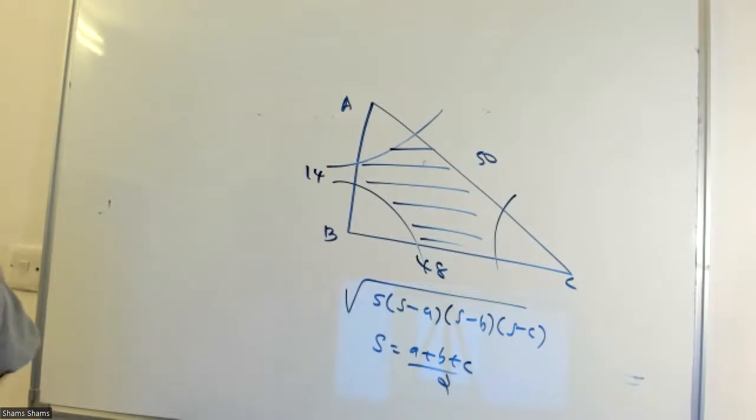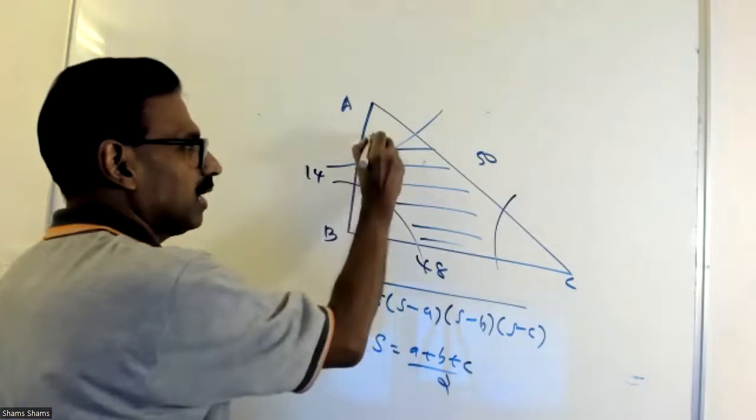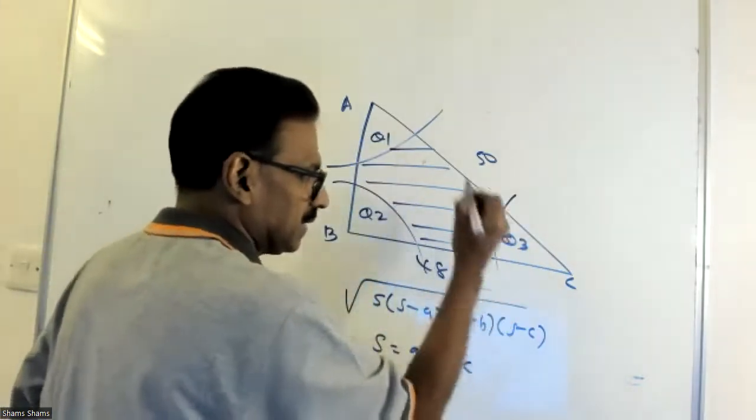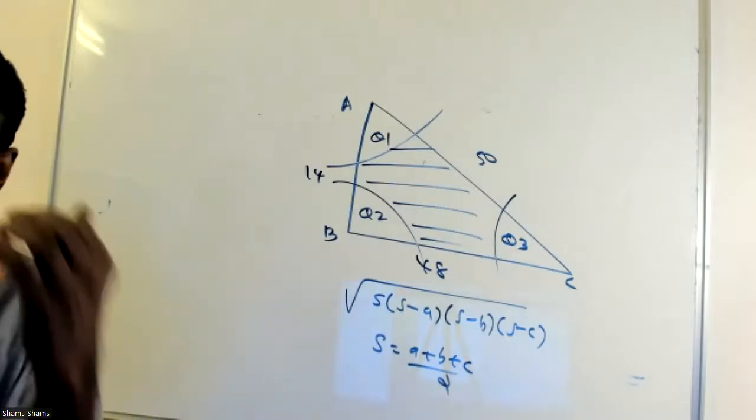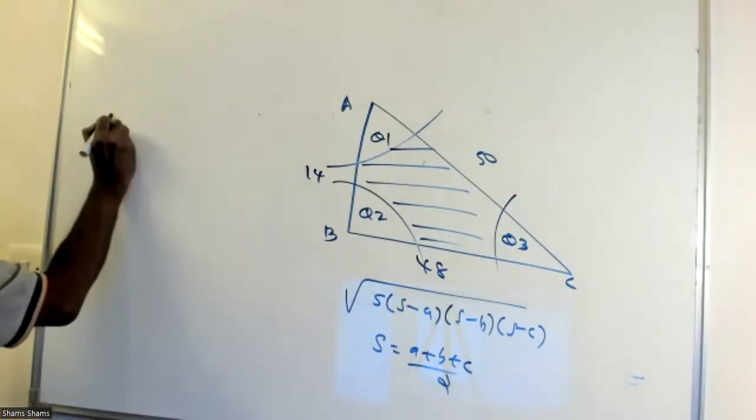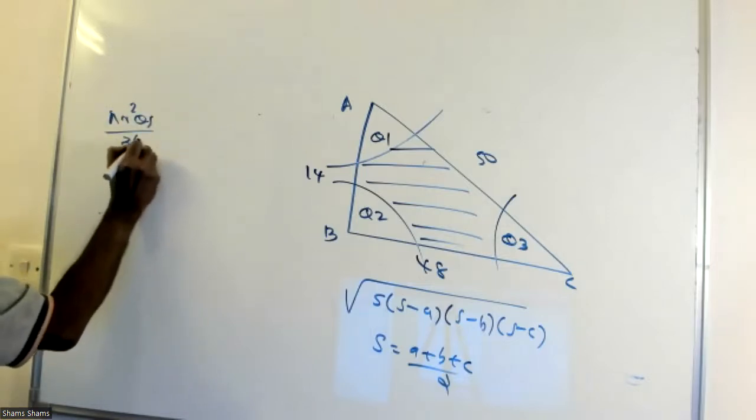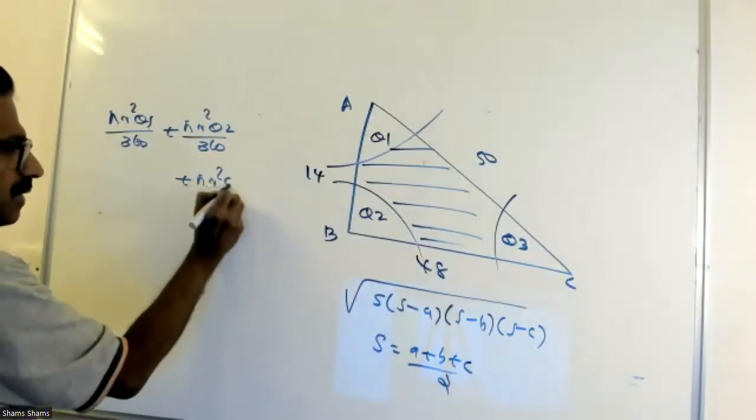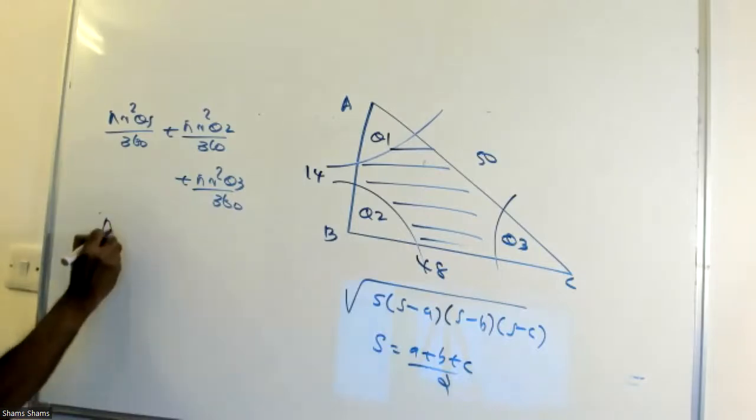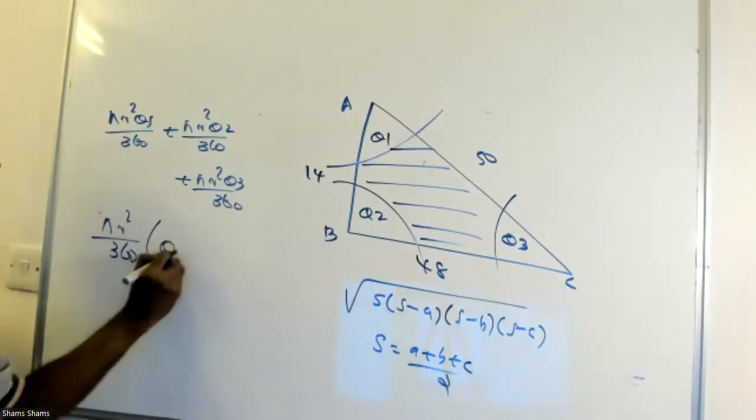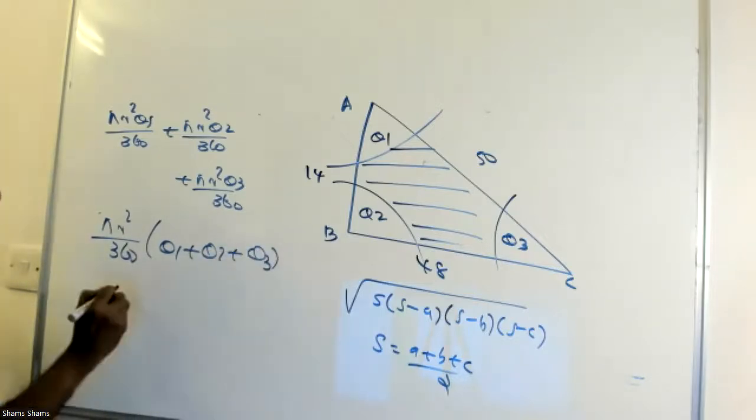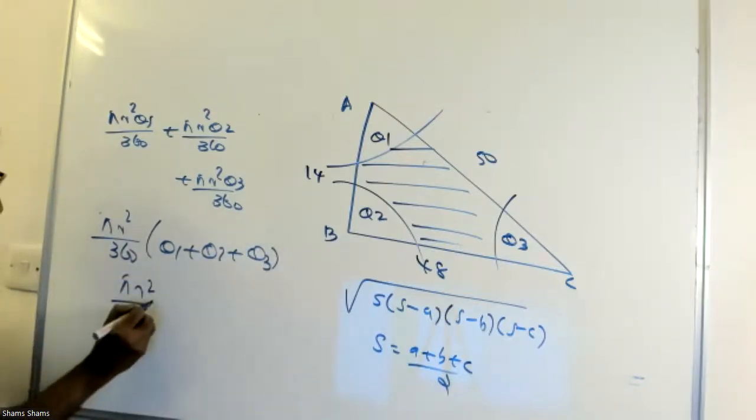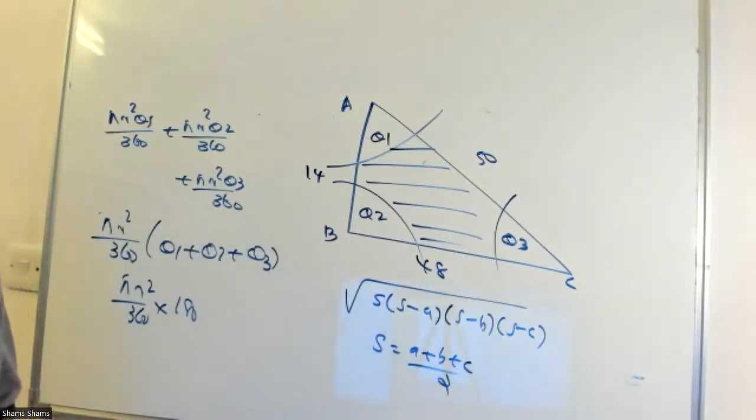Sir, pi r square by 360 into 180. Why 180? Sir, that's the sum of all the angles. Yes, exactly. Look at here. This angle I'm calling theta 1, this angle theta 2, this angle theta 3. You know that area of a sector is pi r square theta by 360. So pi r square theta 1 by 360 plus pi r square theta 2 by 360 plus pi r square theta 3 by 360. Pi r square by 360 outside, theta 1 plus theta 2 plus theta 3, which is pi r square by 360 into 180. Why? Theta 1 plus theta 2 plus theta 3 is 180.